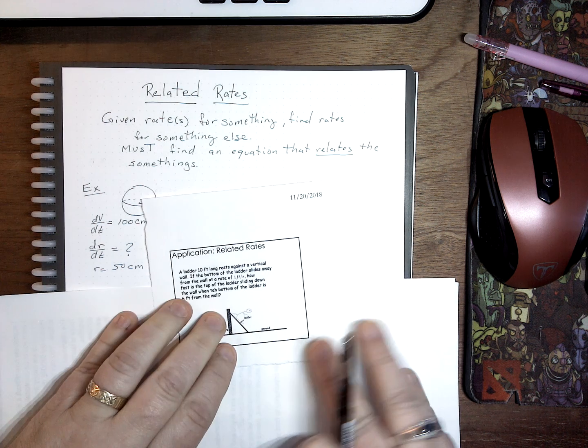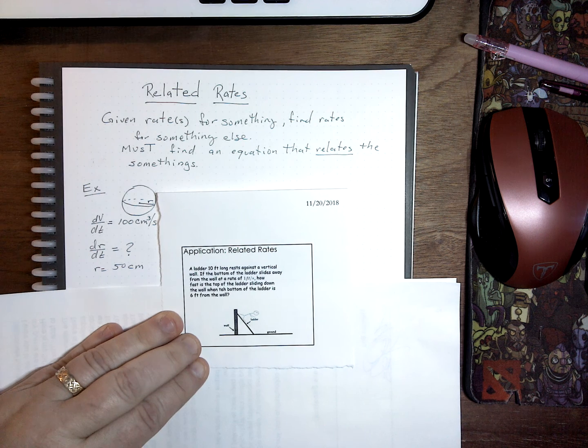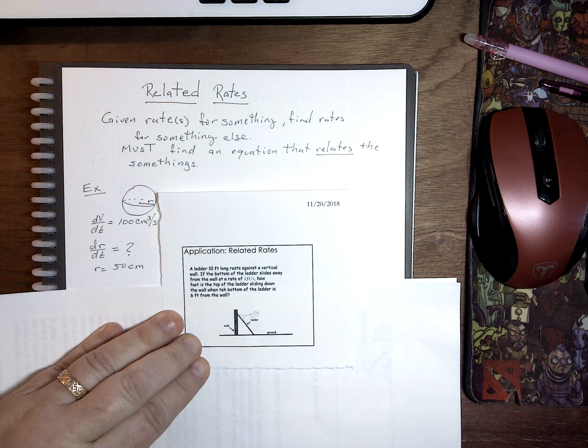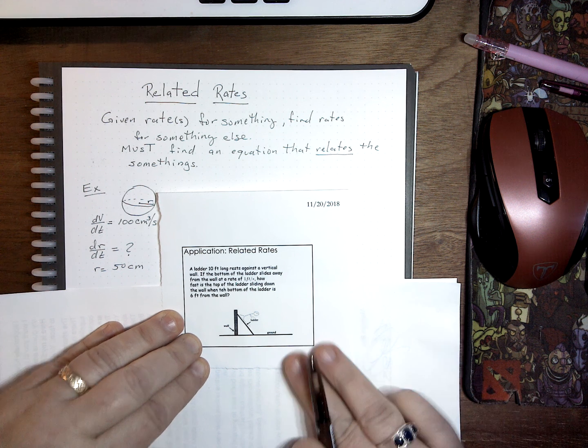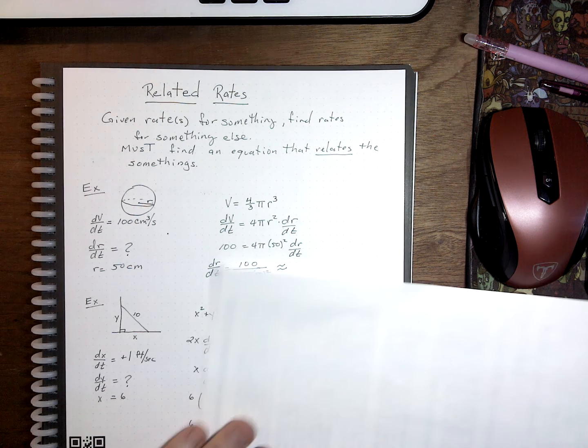We have a ladder that's 10 feet long. It's resting against a vertical wall. If the bottom of the ladder slides away from the wall at a rate of 1 foot per second, how fast is the top of the ladder sliding down when the bottom of the ladder is 6 feet from the wall? So, I have my picture here.